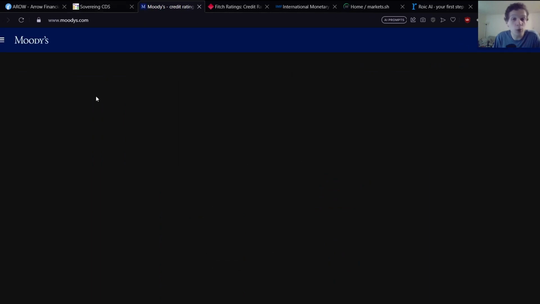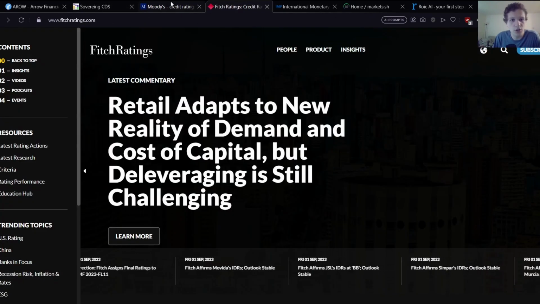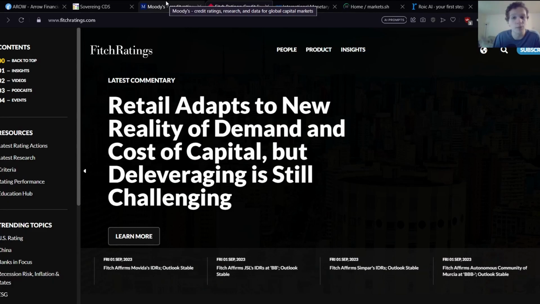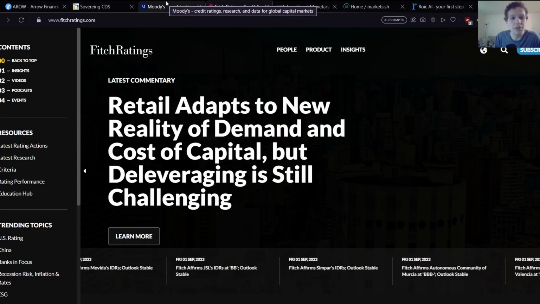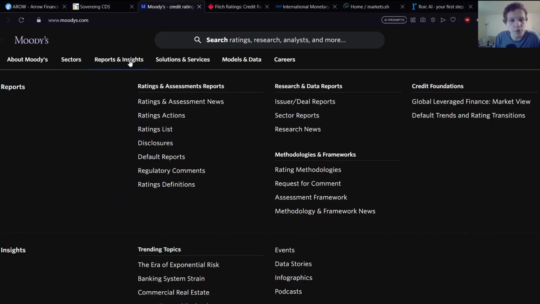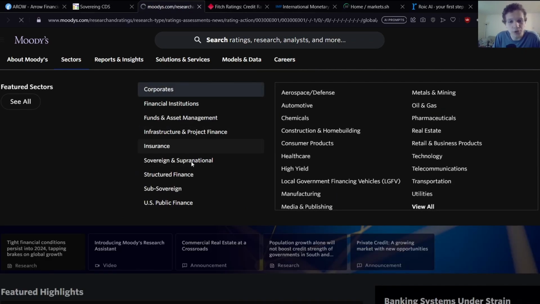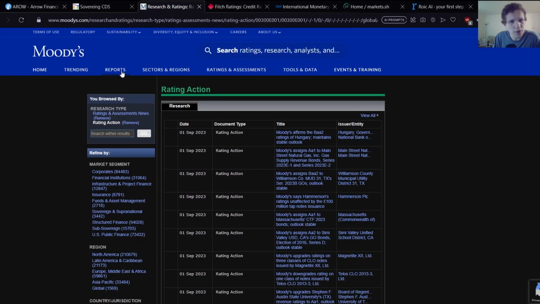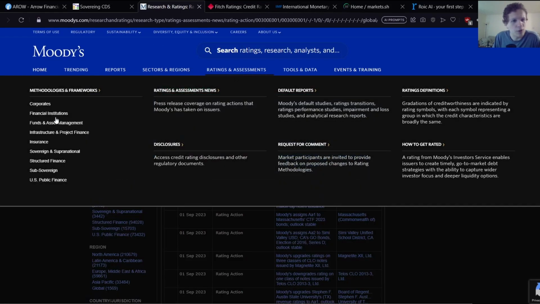The next resource is really 2 resources. The first one is Moody's, and the next one is Fitch. They are both rating agencies that rate the creditworthiness of countries and companies. And really, what you can do when you go to the Moody's website is go to reports and insights, and you can go to places such as ratings actions, right? Which, for example, will show you that Moody's lately affirmed the credit rating of Hungary. So you can look at these things that have happened, but you can also look at different things.